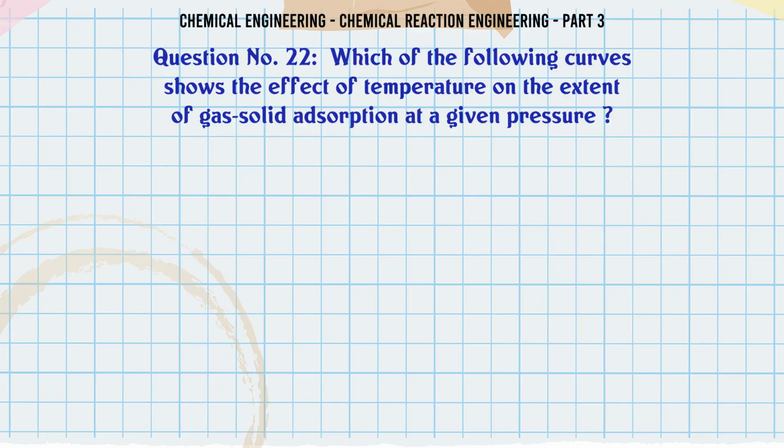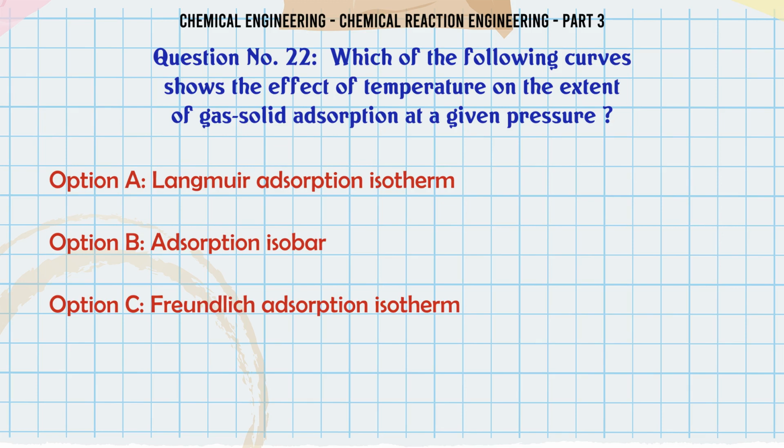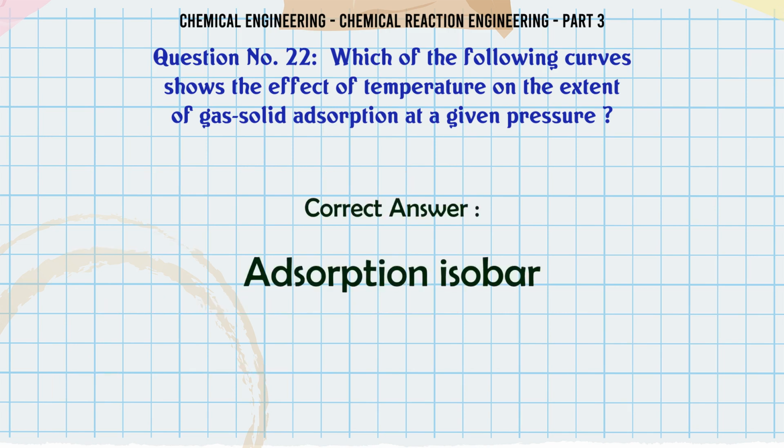Which of the following curves shows the effect of temperature on the extent of gas-solid adsorption at a given pressure? A. Langmuir adsorption isotherm, B. adsorption isobar, C. Freundlich adsorption isotherm, D. none of these. The correct answer is adsorption isobar.